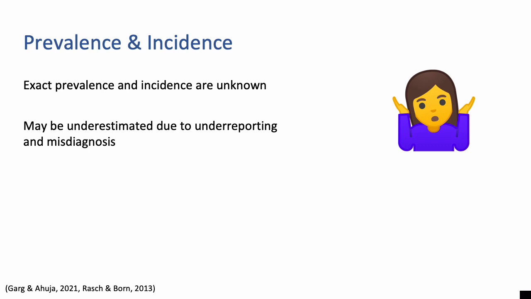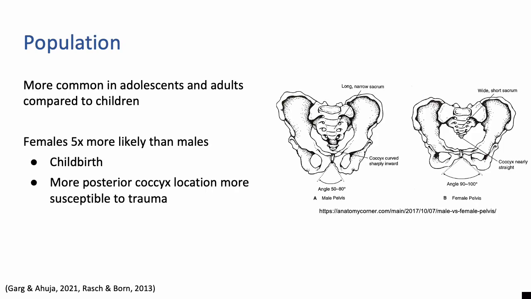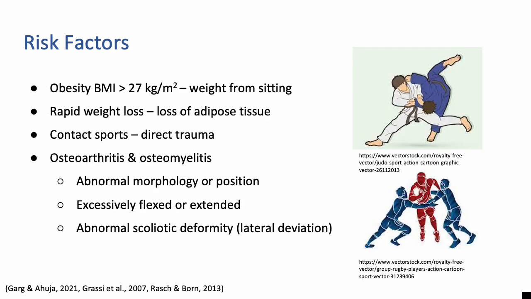So I looked at many articles, and they all said the same thing. The exact prevalence and incidence of coccydynia are unknown, and it may be underestimated due to underreporting and misdiagnosis. So it's more common in adolescents and adults as compared to children, and those who are assigned female at birth actually have a 5 times more likely chance than those assigned male at birth, due to the risk of childbirth and due to the fact that the coccyx is more posteriorly located and therefore more susceptible to trauma.